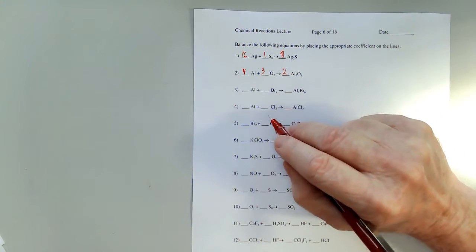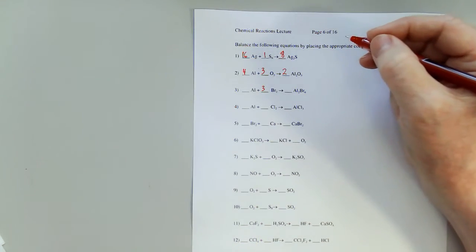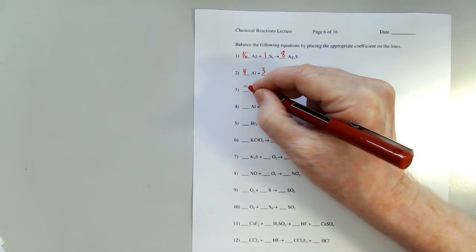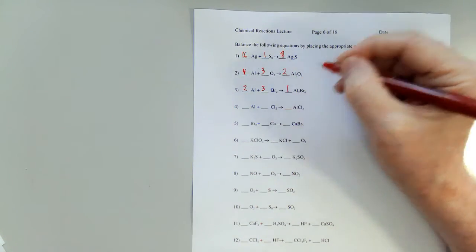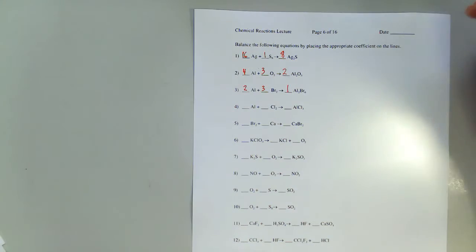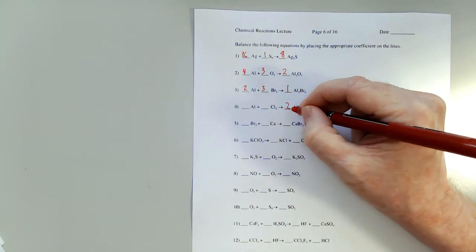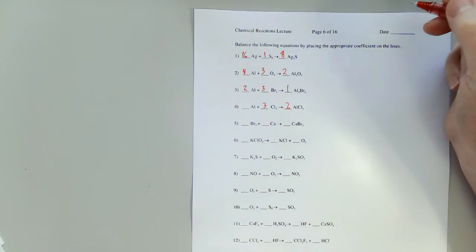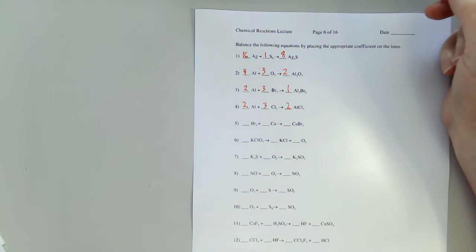Now, in number 3, I've got 2 bromines there and 6 there, so I'll put a 3. Okay, 2 aluminums, so I'm going to put a 2 there. Works out nicely. I'll put a 1 there. In number 4, the same thing is happening again. 2 chlorines, 3 chlorines. I put the 2 there, I put the 3 there. I've got 6 chlorines on both sides. That means I'm going to need a 2 on my aluminum.